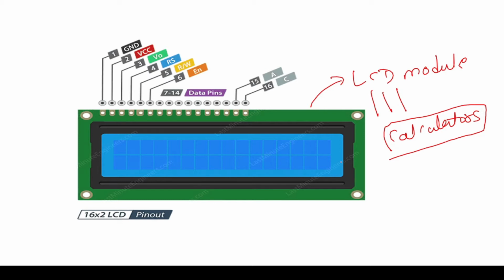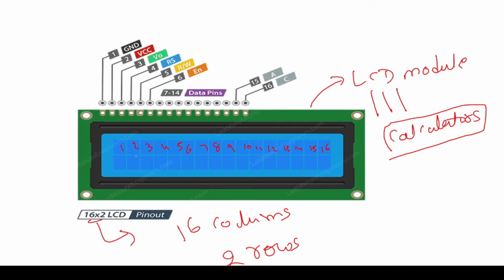Now let us directly move into the pin diagram. This particular 16 by 2 LCD, the name 16 by 2 represents that it is going to have 16 columns and 2 rows. You can see here I have shown 1, 2, 3, 4, 5, 6, 7, 8, 9, 10, 11, 12, 13, 14, 15 and 16. So we have 16 columns and 2 rows. That is why the display is called a 16 by 2 LCD display, right? I think you are clear with it.